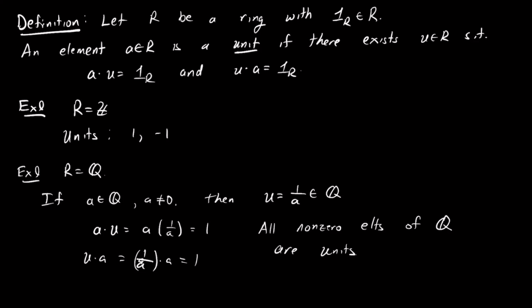So these are very different. We see that all non-zero elements of Q are units, whereas if I restrict myself to the integers, I only get 2 units. Okay, so the notion of unit is going to be very specific to the ring that we're working with.